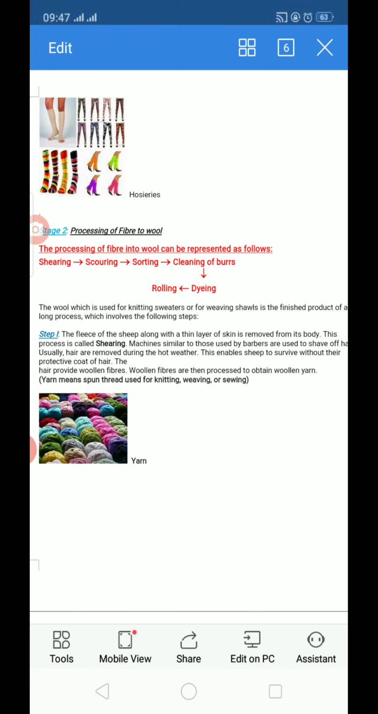The process of removing hair from thin layer of the skin is said to be shearing. So learn this definition properly. Shearing means the process of removing the hair from the thin layer of skin. Don't try to write as it is from this material. Try to write the definition in your own words.